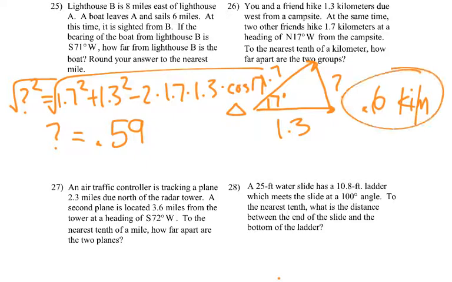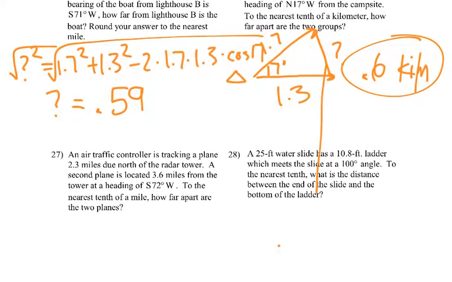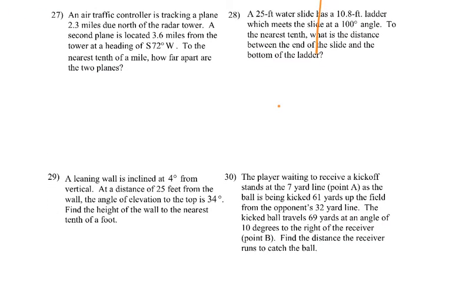Okay, so that one was a little easier. Alright, now let's try 27. An air traffic controller is tracking a plane 2.3 miles due north of a radar tower. So here's our radar tower. It's 2.3 miles north of that. A second plane is located 3.6 miles from the tower at a heading of 72 degrees southwest. To the nearest tenth of a mile, how far apart are the two planes?